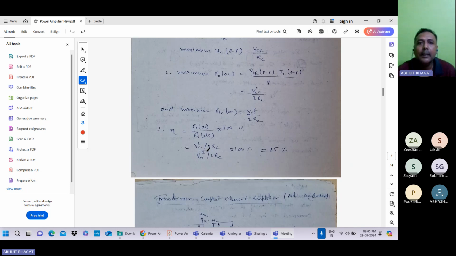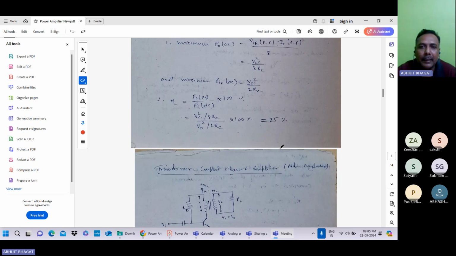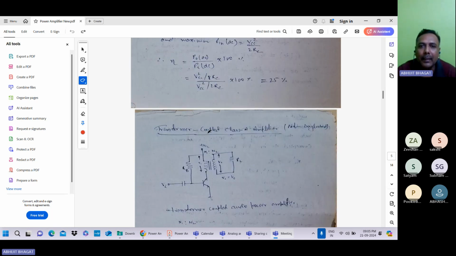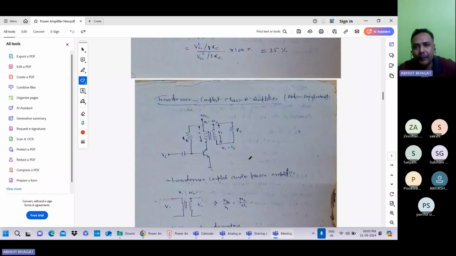Now, in case of class A series fed amplifier, you can see the efficiency is 25%. So 25% is a very low efficiency. We want to increase the efficiency of the power amplifier, and for that reason some other circuit is used, and it is the transformer coupled class A power amplifier. Here we use the transformer for increasing the efficiency.